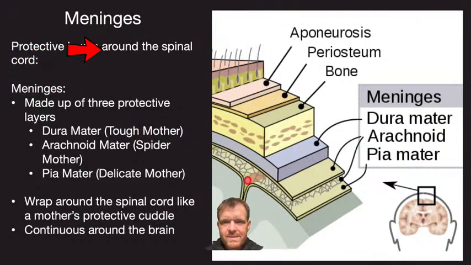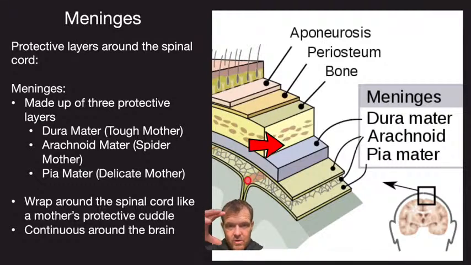So we've got protective layers around the spinal cord, which also extend to the brain. Let's have a look. We've got the periosteum, which is the connective tissue around bone, where things are able to connect to the bone. You've got the cranium here, the skull layer, an aponeurosis layer, which is a connective tissue, and then the scalp on top. So we've got these layers above the bone.